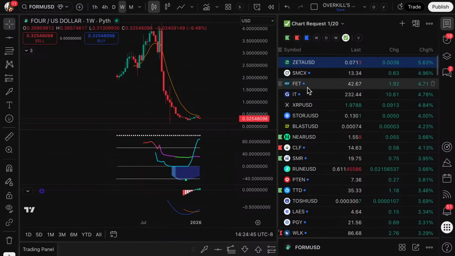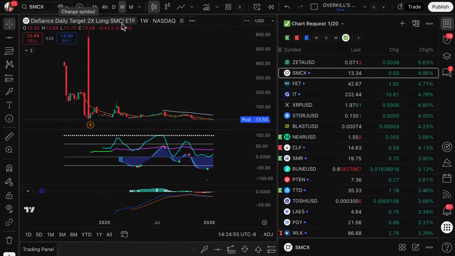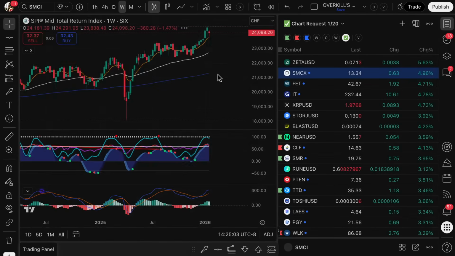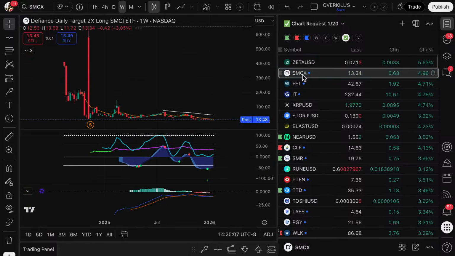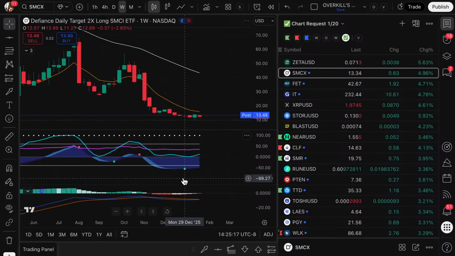I don't use leverage on crypto, but I do use leverage on stocks. Like SMCX is a 2x ETF of SMCI, which is a stock that we just covered not too long ago. Supermicro computer, right? Got that green dot on the weekly. So I actually buy SMCX, which gives me 2x leverage. I do that because I use the 2.5% rule. So technically it's like putting in 5%, but I'm only putting in 2.5 if that makes sense. But it does have a green dot. And that's just how I use leverage.